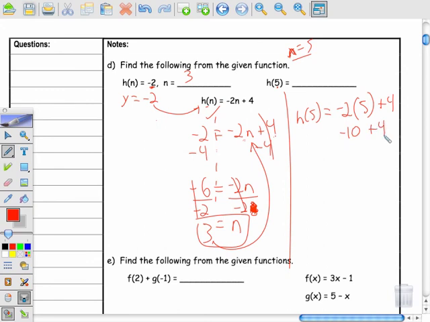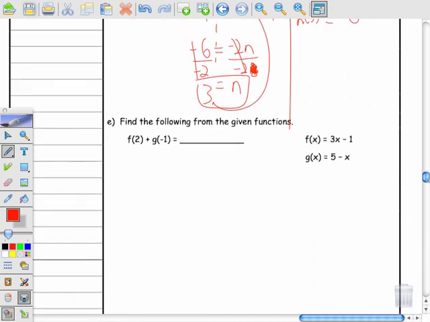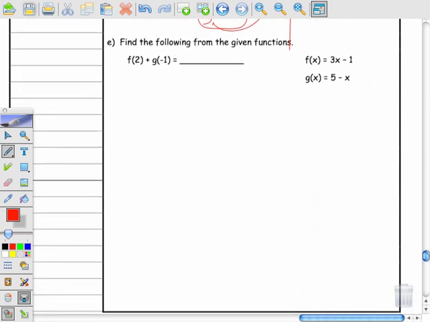All right, here we go. -2 times 5, that's -10 plus 4. That's -6. So h of 5 is equal to -6. Okay, last part of the notes. Almost done. Stay with me. Don't stop the video.